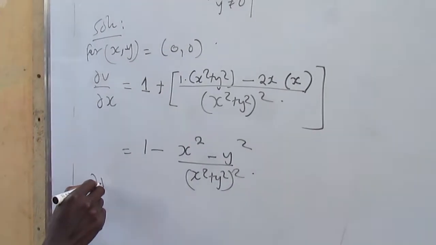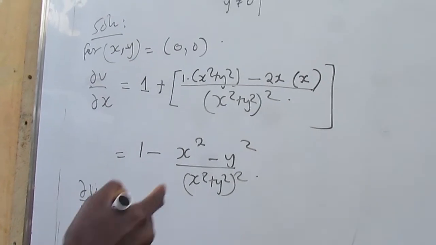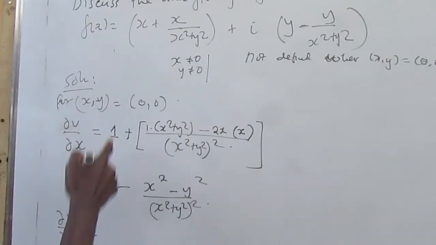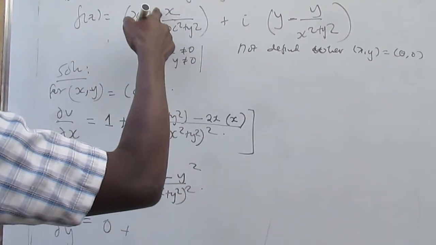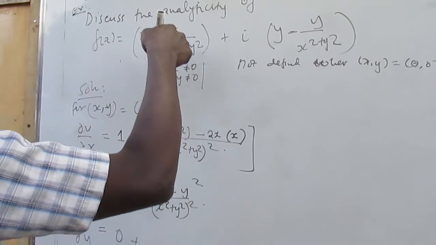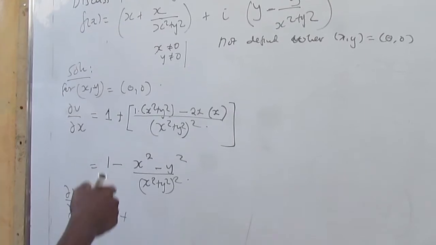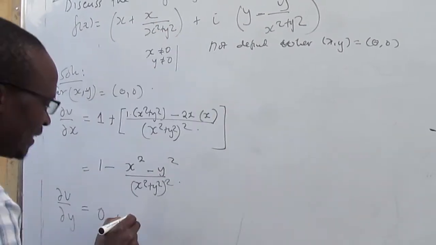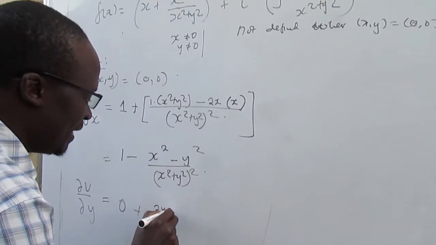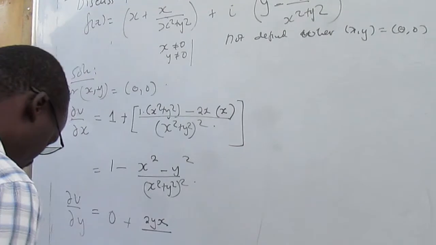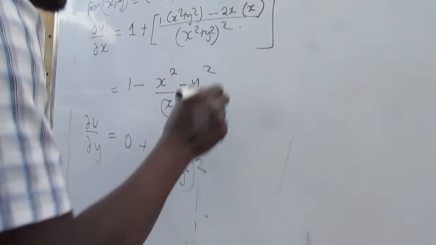Next, we find the partial of u with respect to y. So the derivative of this first part will give us 0. Then the derivative of this part, again we use the quotient rule, but now this is much more like the reciprocal rule because x is a constant. So we'll get the negative of the derivative of the denominator. So that is twice y multiplied by x. Then this is over x squared plus y squared, and this whole quantity is squared.